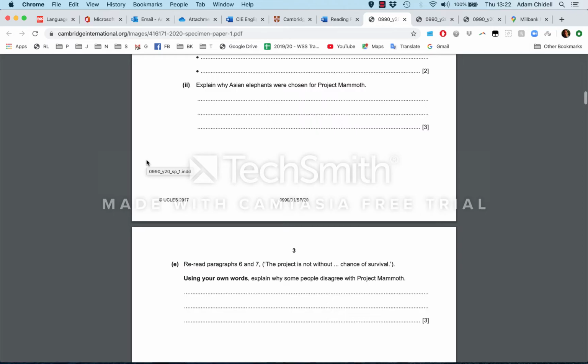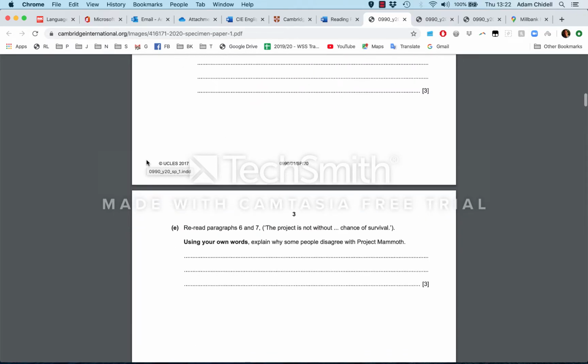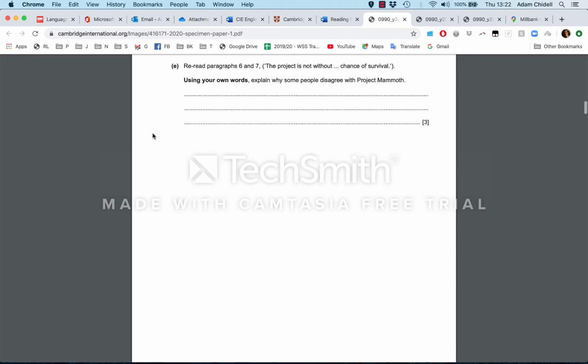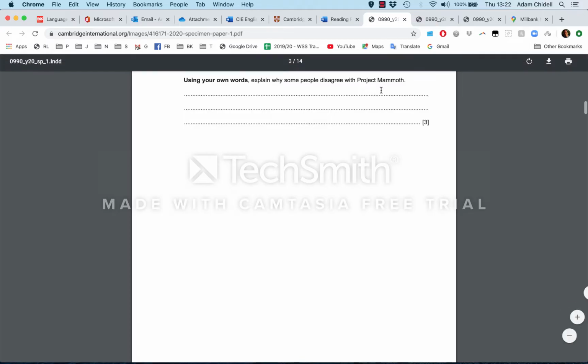So we move on now to 1E, question 1. It goes on and on. It's the gift that keeps on giving. So this one says, reread paragraphs 6 and 7 and using your own words. So that is key. It's in bold. You need to use your own words here. Explain why some people disagree with Project Mammoth.